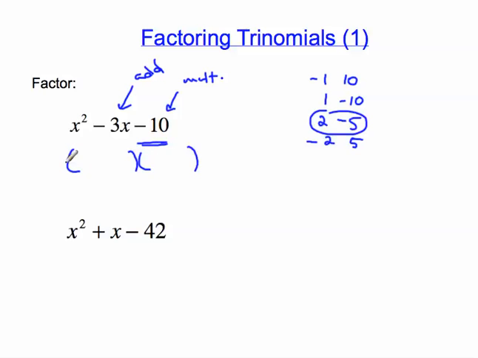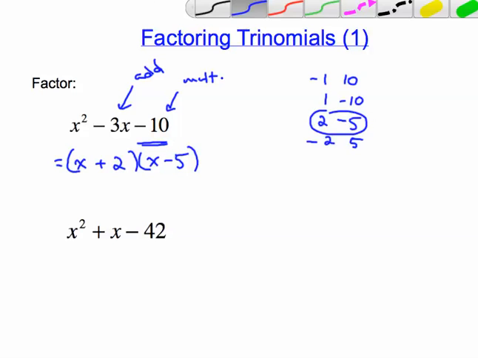So now we take two brackets, and we write x as the first term in each of them, and we write +2 in one and -5 in the other. And if you were to multiply that back out, you'd see that you get the above trinomial. Let's do the other one.